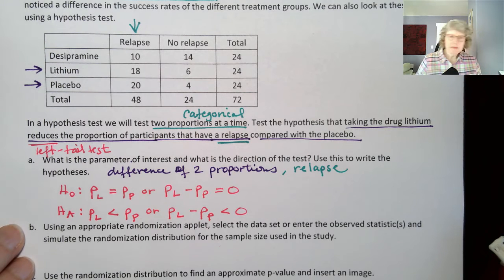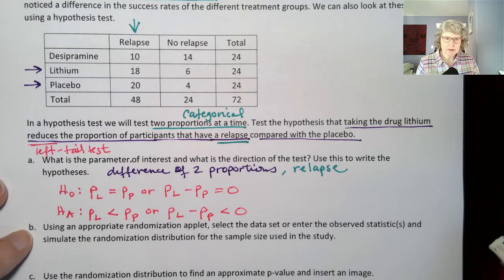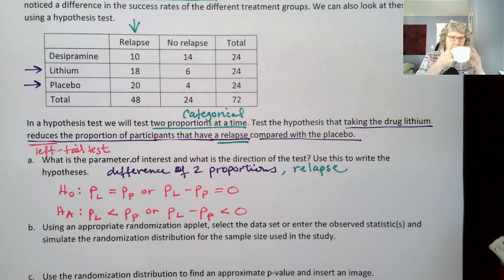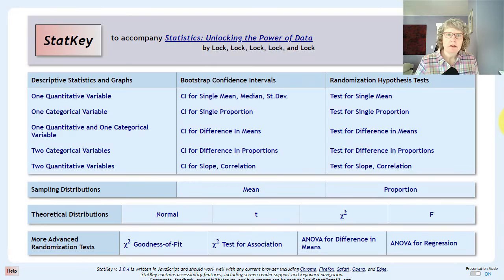Okay, so for this next part, using an appropriate randomization applet, select the dataset or enter the observed statistics and simulate the randomization distribution for the sample size used in the study. Okay, let's go to the app here. So again, I'm just going to the StatKey main page because these will be mixed up in general, so you won't know which one you need to go to. Or you will decide which one you need to go to.